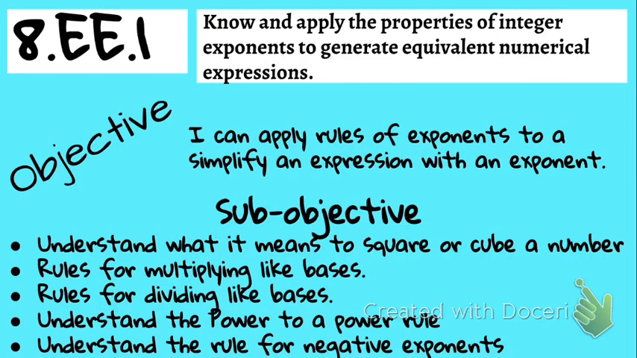Our sub-objectives: you will need to understand what it means to square or cube a number. You'll need the rules for multiplying like bases, the rules for dividing like bases, and to understand the power to a power rule. And then tomorrow we'll talk about the rule for negative exponents.